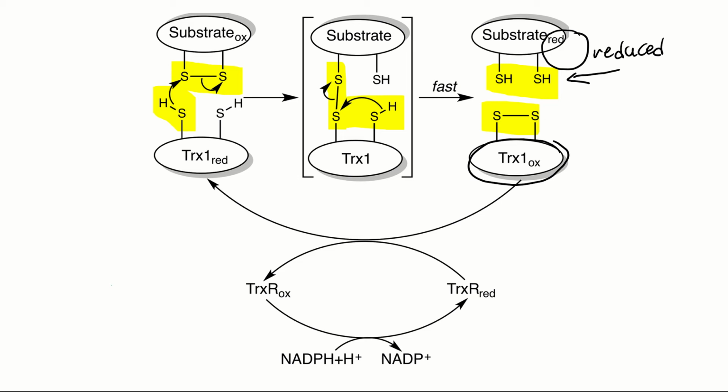Oxidized thioredoxin is then reduced by thioredoxin reductase, which in turn is reduced by NADPH. Second term, processivity. Increase in processivity simply means DNA polymerase can add more nucleotides for DNA replication with increased efficiency.